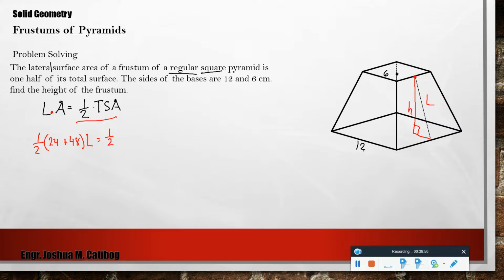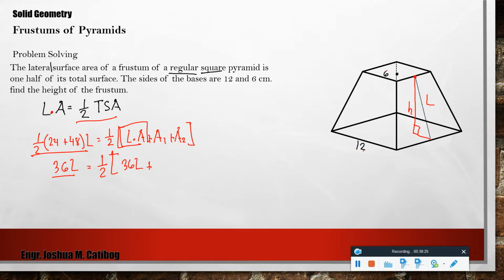Okay, so ito po ay galing sa ating equation sa ating problem. Ano po ba yung total surface area? Ang total surface area po ay yung ating lateral area plus area po ng ating taas plus area po ng ating baba. So simplify muna natin to. 24 plus 48, so we have here 72 divided by 2, so we have here 36L. Ito daw po yung lateral area. So equals daw po siya kay 1/2 times, ang lateral area po, nakuha na po natin kanina, which is 36L plus area 1.